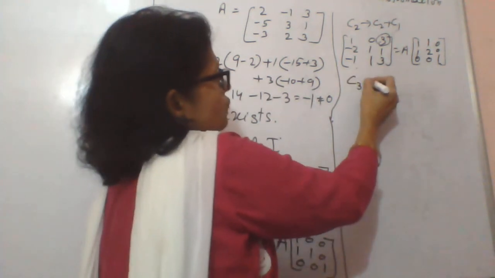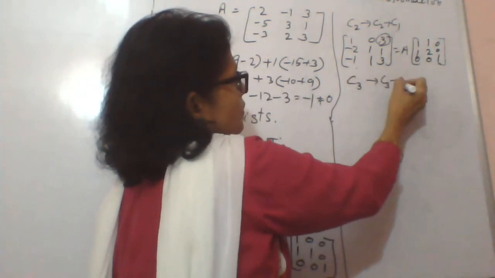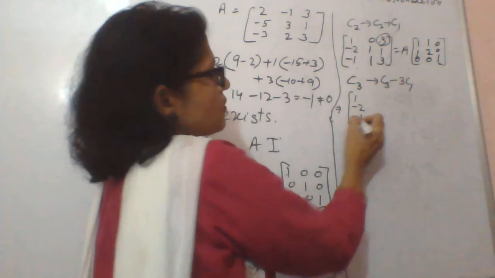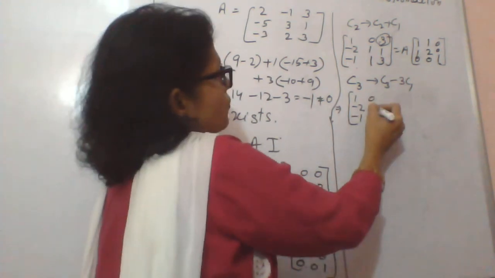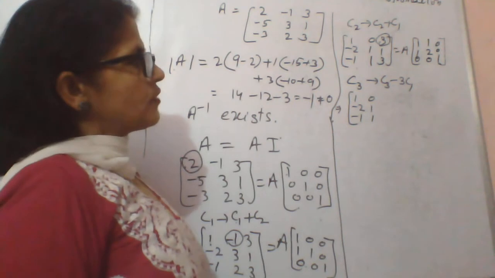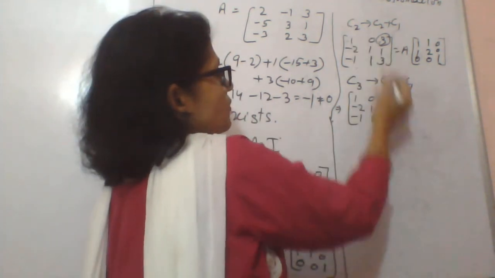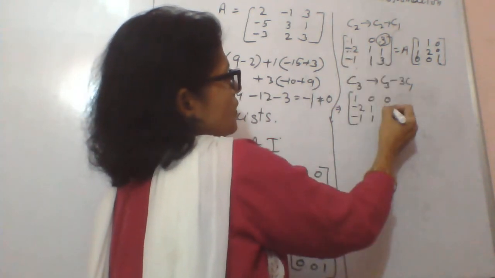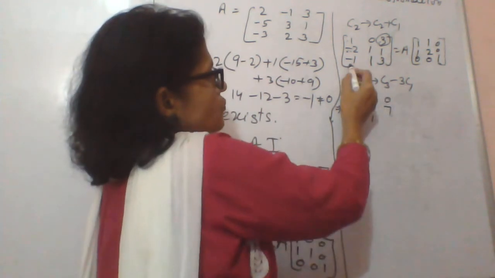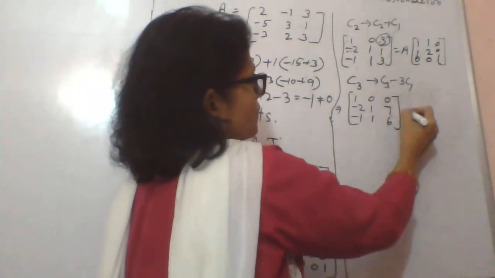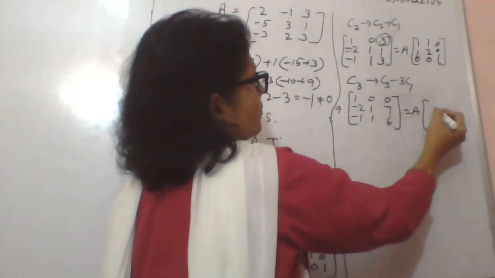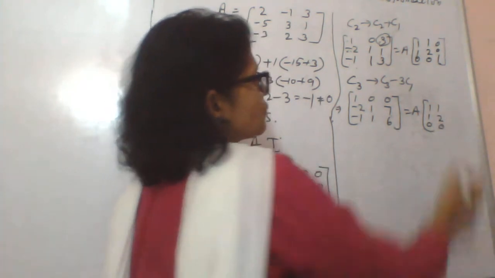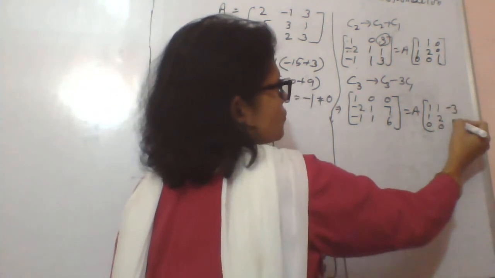Our next target is this one, to make it 0. So take C3 replaced by C3 minus 3C1. This implies 1, minus 2, minus 1 as it is, 0, 1, 1 as it is, and C3 minus 3C1: 3 minus 3 into 1 is 0, 1 minus 3 into minus 2 gives 7, 3 minus 3 into minus 1 gives 6. A into 1 1 0, 1 2 0, and 0 minus 3, 0 minus 3, 1.